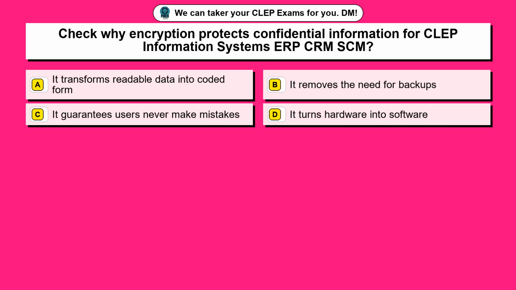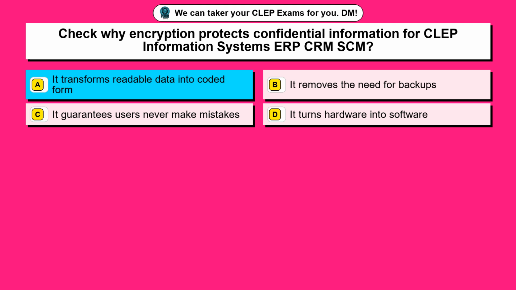Question 47. Check why encryption protects confidential information for CLEP Information Systems ERP CRM SCM. Option A. It transforms readable data into coded form. Option B. It removes the need for backups. Option C. It guarantees users never make mistakes. Option D. It turns hardware into software.